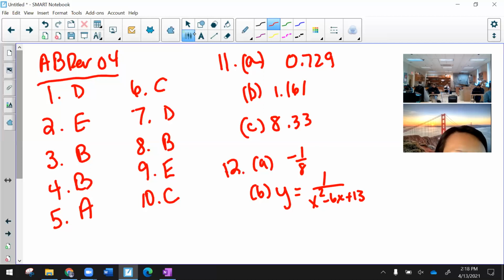I can probably answer one question. Kim, what do you got? Number one? All right, so number one says, let f be a twice differentiable function such that f of 1 is 2 and f of 3 is 7. Which of the following must be true for the function on the interval between 1 and 3?